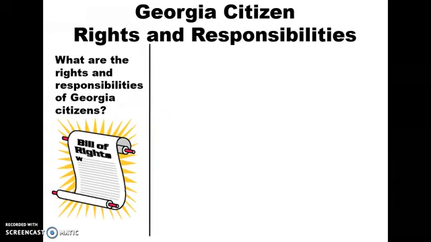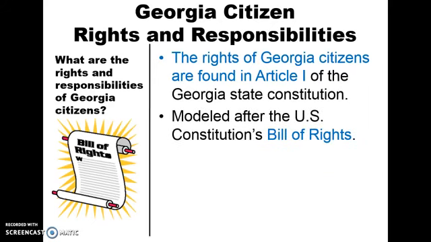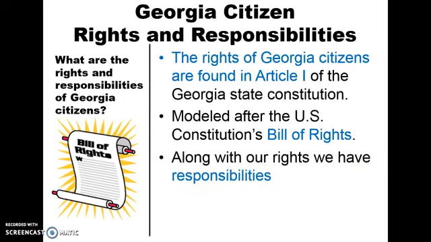Okay, so now we're going to talk about rights and responsibilities of citizens. Now, many of these rights and responsibilities, even though you're only 13, 14, 15 years old, you still have them because you are a citizen of our country and our state. And some of your rights and responsibilities won't come until you reach certain ages, like the right to vote doesn't come until you are 18. So all these rights and responsibilities are found in Article 1 of Georgia's state constitution, and they're modeled after the U.S. Constitution's Bill of Rights.